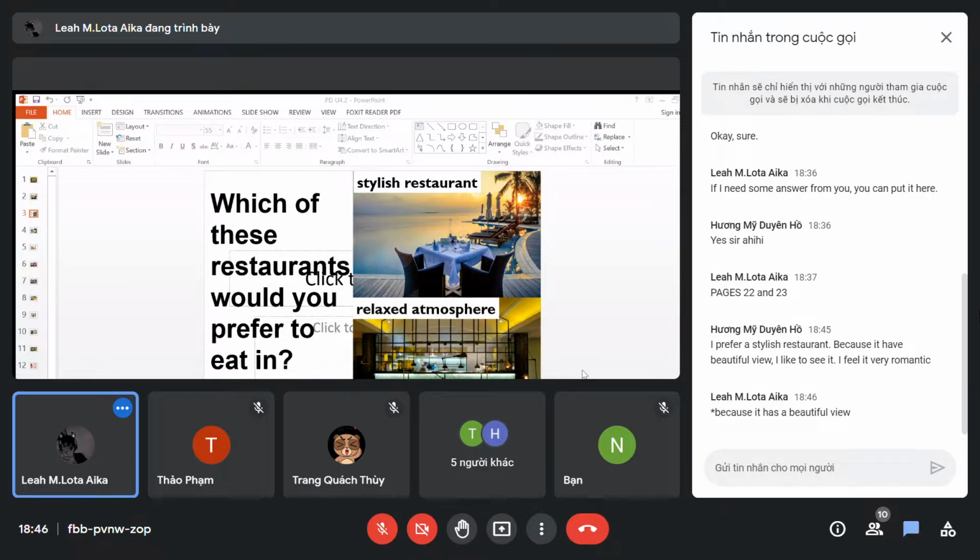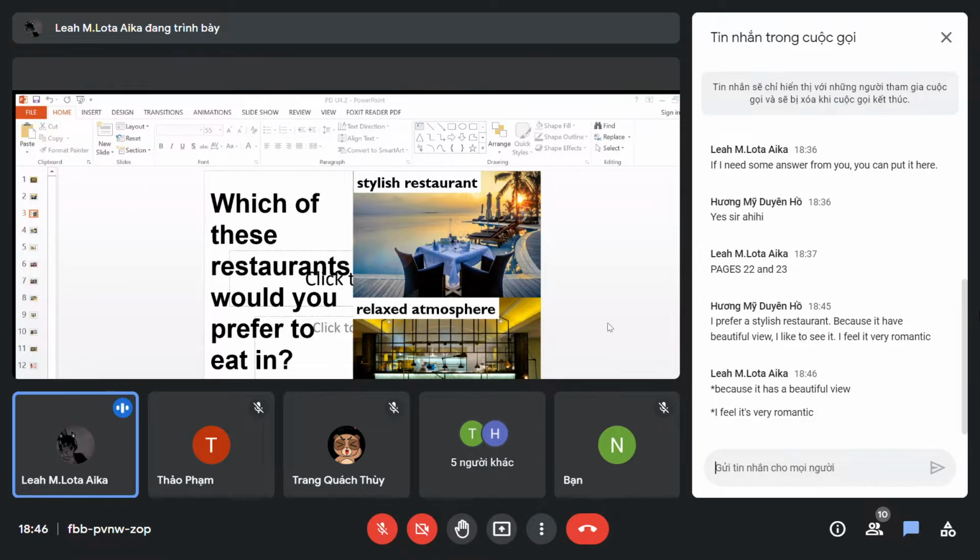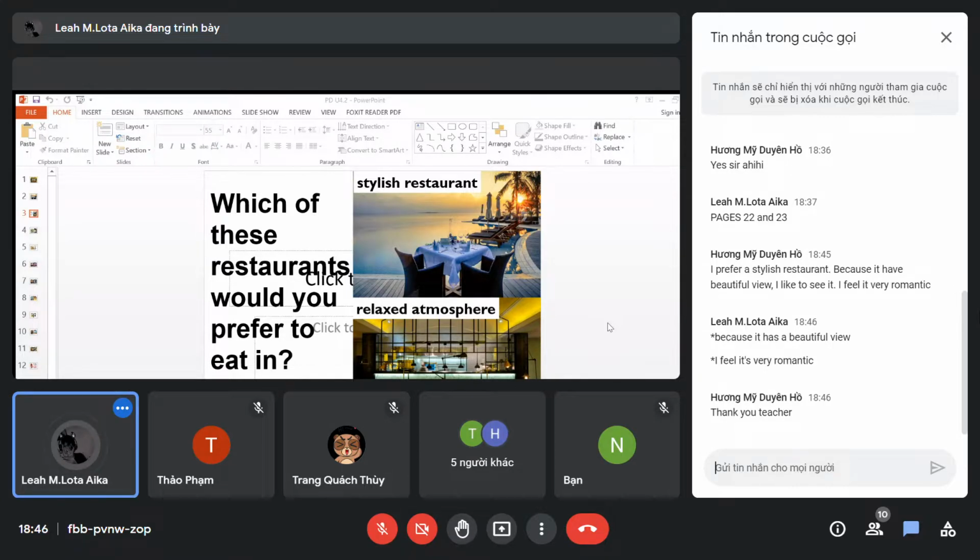Let me read it again. I prefer a stylish restaurant because it has a beautiful view. I like to see it, and I feel it's very romantic. Thank you for this one. Okay, who would like to go next?